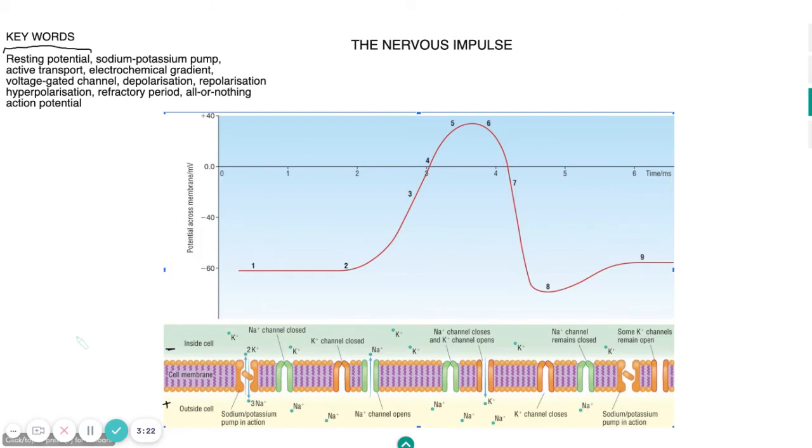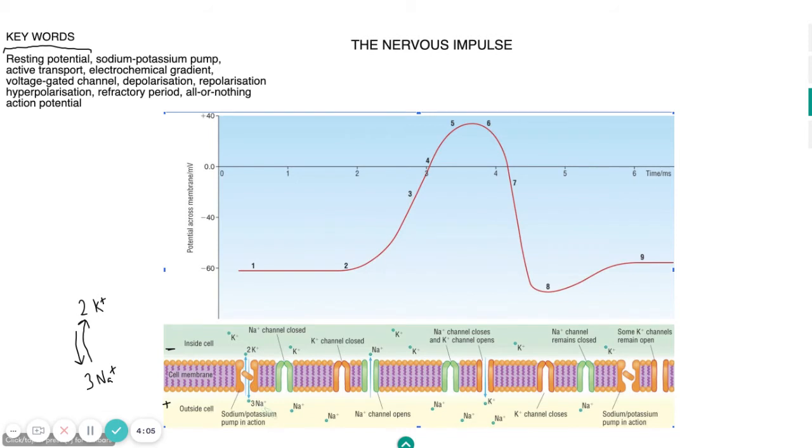For every 3 sodium ions that go out, only 2 potassium ions are going in. So this 3 to 2 in positive charge means that the outside has an extra plus charge every time this happens. So this pump is working hard. It requires ATP, and also, because so much sodium is being pumped out against its concentration gradient, this is an example of active transport.